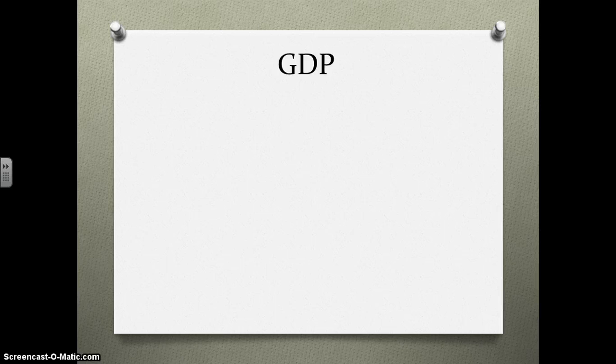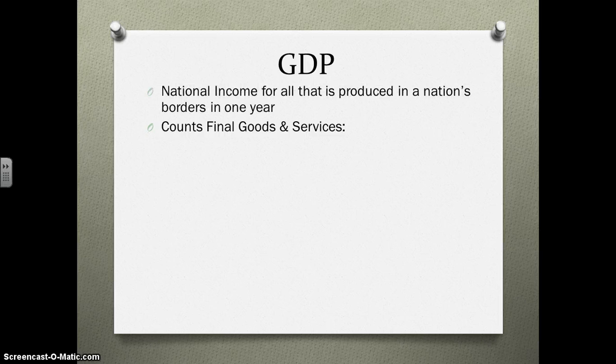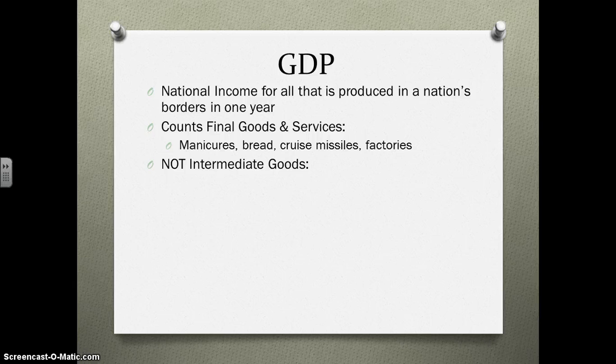Sustained growth, again, is measured partly by GDP. GDP counts final goods and services only. Okay? Final goods and services, such as manicures, bread, cruise missiles we use for defense, and factories. It does not count intermediate goods or goods that are used to make other things. It only counts those final goods. Like, it doesn't count the flour for making the bread or the bolts that go into a missile. It just counts the final product.